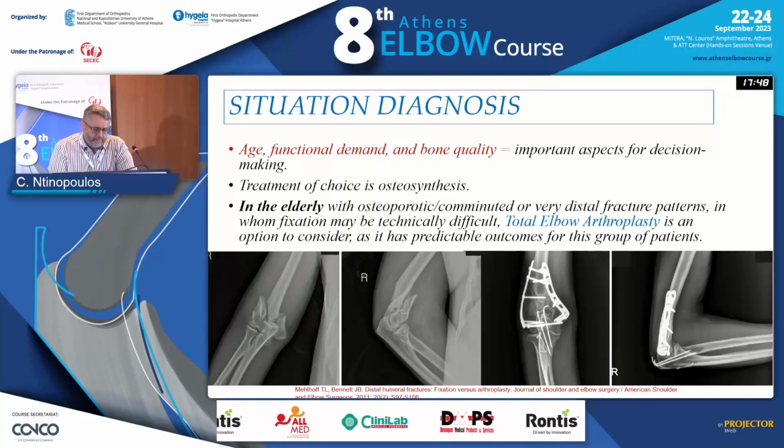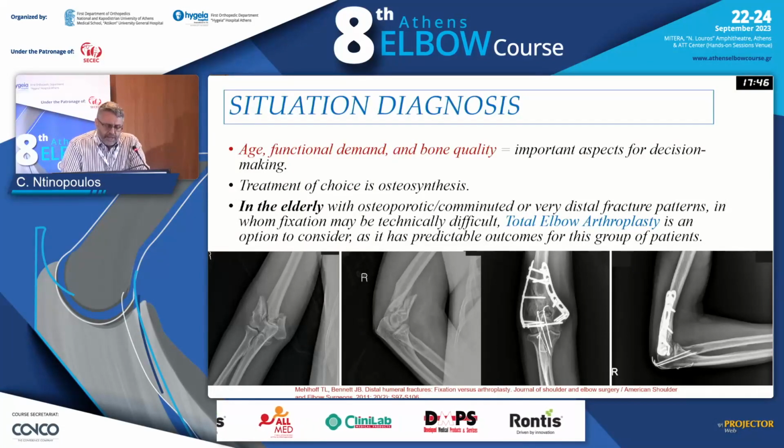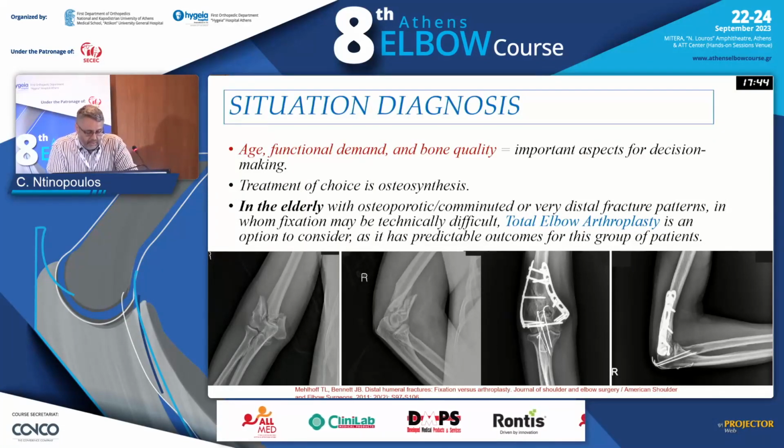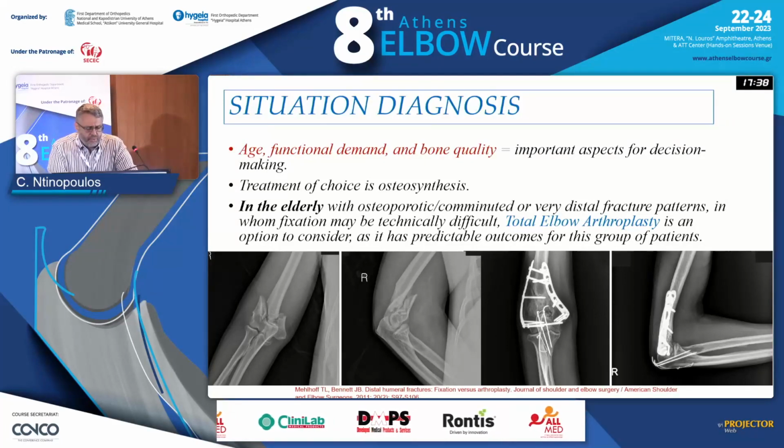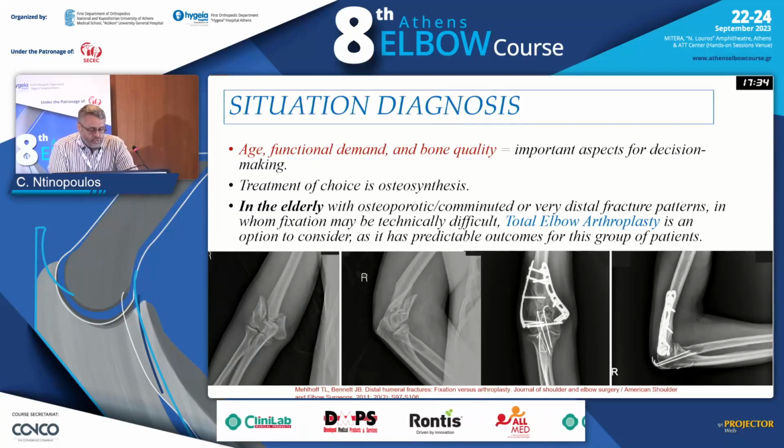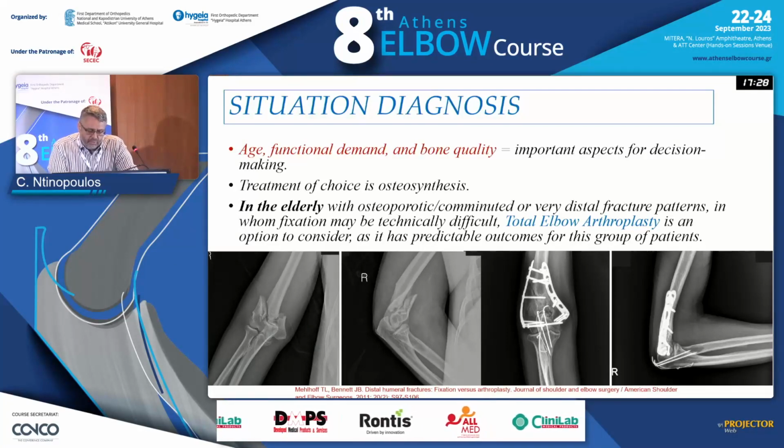Age, functional demand, and bone quality are important aspects for decision-making in these fractures. Of course, the treatment of choice is osteosynthesis. In the elderly, with osteoporotic and comminuted or very distal fracture patterns, in whom fixation might be taken as difficult, we could apply total elbow arthroplasty with rather good results in this age group.